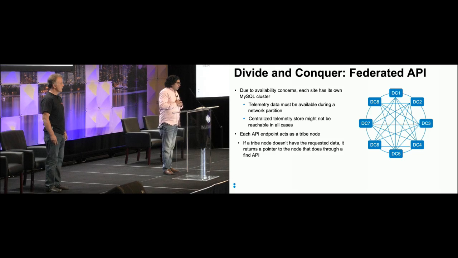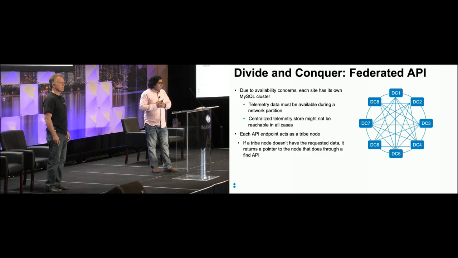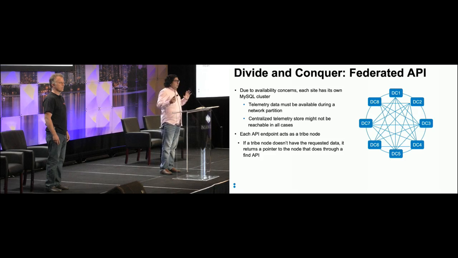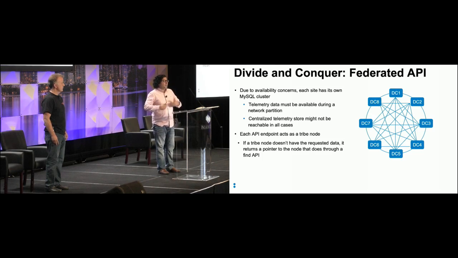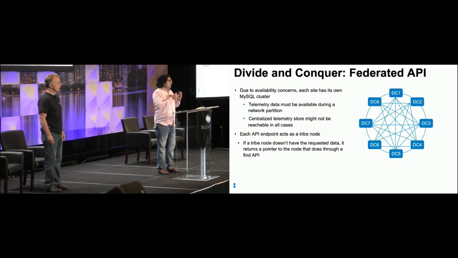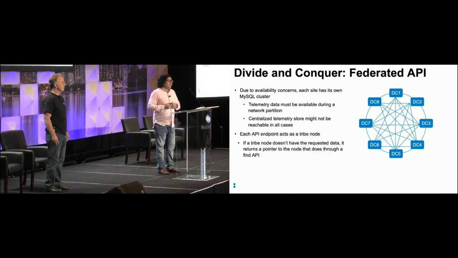So what we did was we came up with a federated API structure where, between all these data centers, we cross-populate the metadata. So each data center does not have all the data, but it knows where to get all the data. You can make a query and say, okay, I'm interested in data about device X. And you might get a response saying, here's the data. Or you might get a response saying, okay, I don't have the data, but I know who does, so why don't you go ask that person? And this design has helped us both with scalability and fault tolerance.